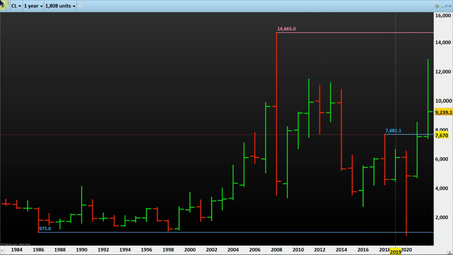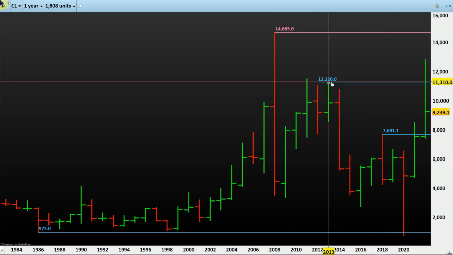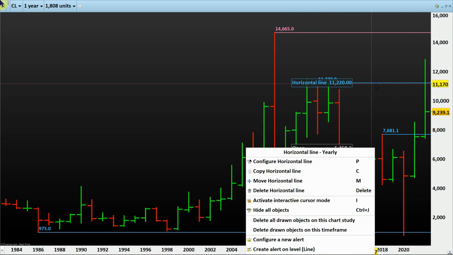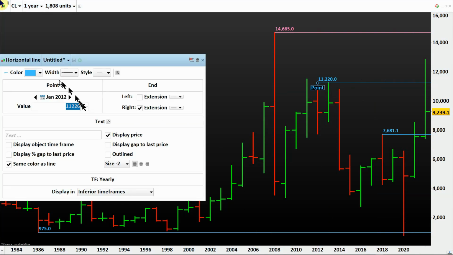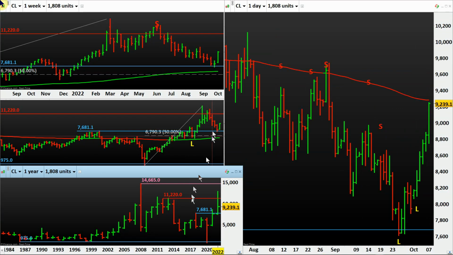This is the immediate support, and we can copy this and paste it here, because this is another one. Not more than 4 lines should be there, and the lines should be colored red if they are on top of the price. Price is 9239, so 11220 is greater than 9239, that's why it is red. This one can be red or pink, but the support lines below it should be different. So there are 4 lines, and we can see here that the yearly 7681 can be a support.